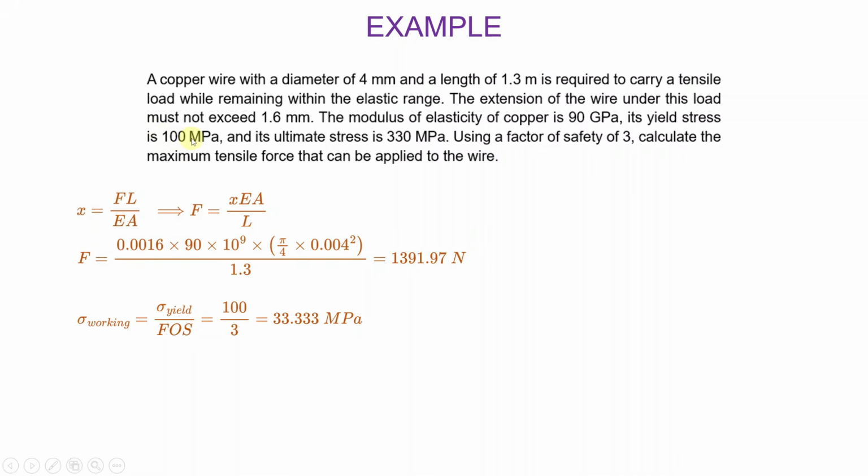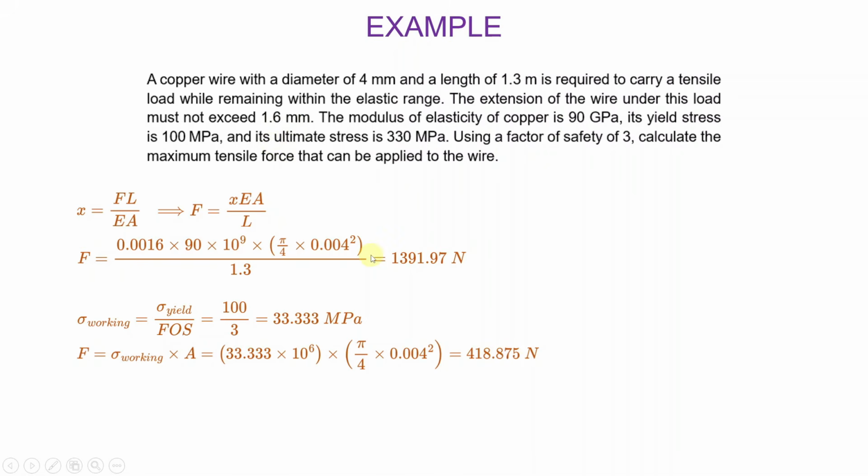So the yield stress is 100 megapascals. Divide that by 3, and that will give you this for the working stress in megapascals. And from there, you can get the force, which is equal to the stress multiplied by the area. And when you do that, this is the value of the force that you get, 418.875 newtons.